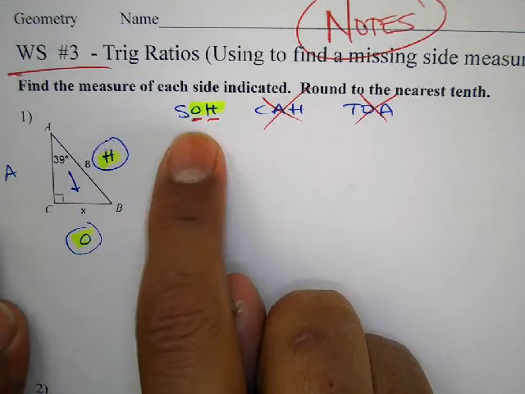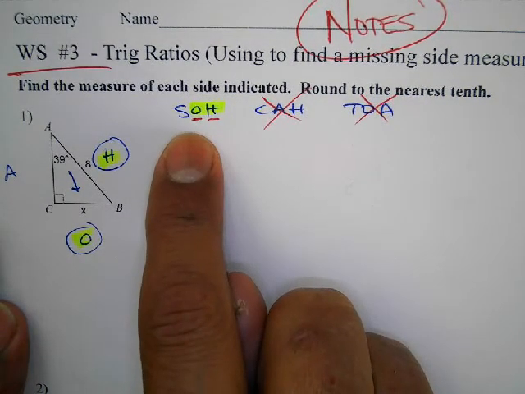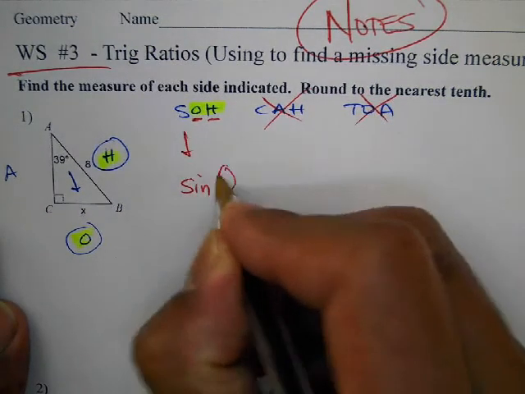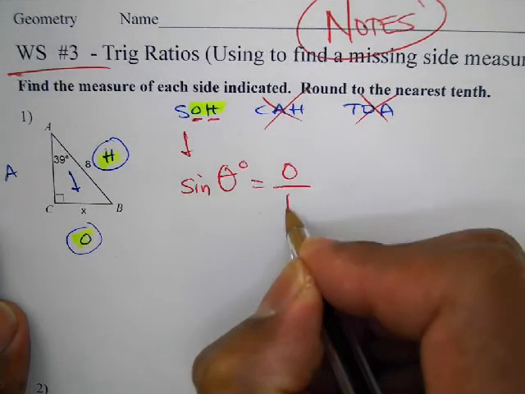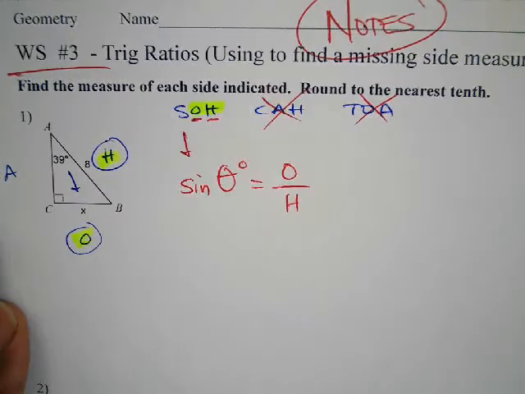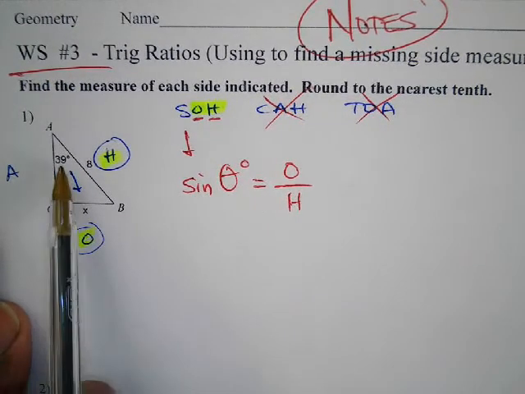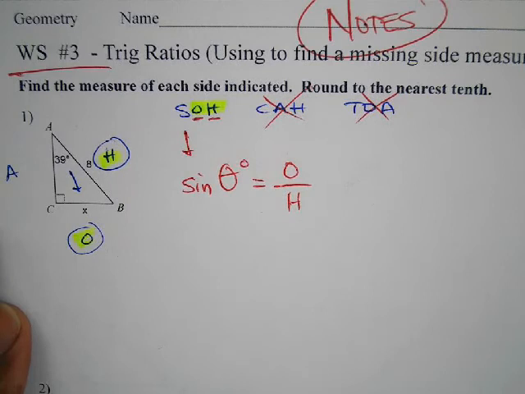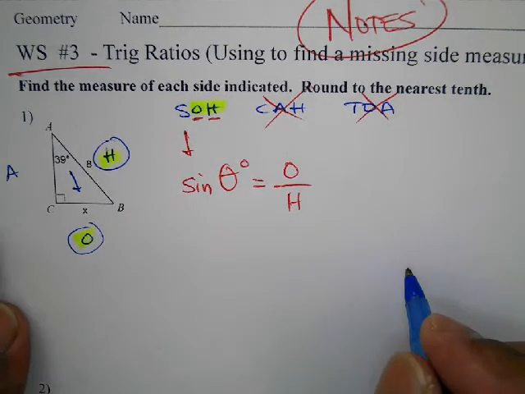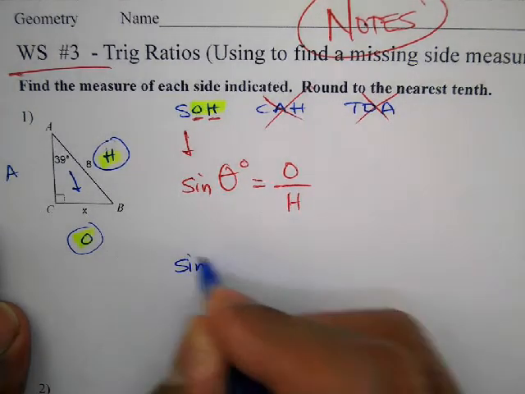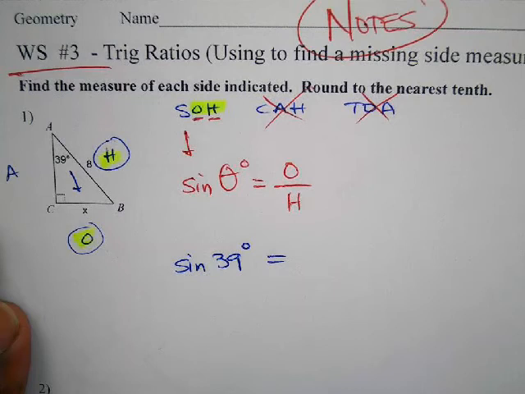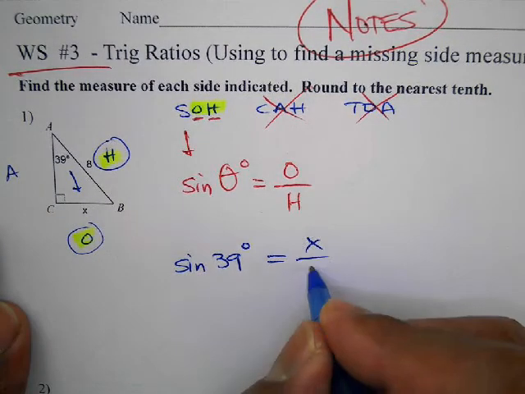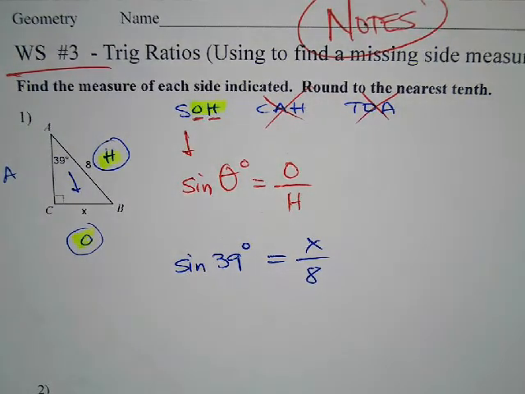So what does that mean? We're using the one with SOH. That's sine. Sine of the angle is equal to O over H, opposite over hypotenuse. And this is where we put the angle measure and then the parts given in the triangle. That was in the previous assignment, so that'll be sine of 39 is equal to opposite x over 8.